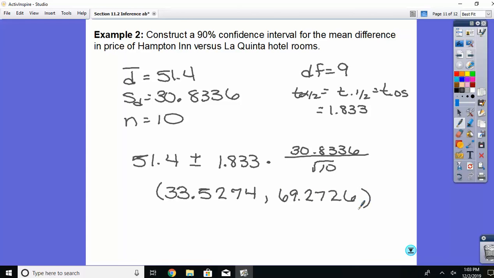Okay, do you guys get this confidence interval? Now, is my confidence interval perfect? Why? What's off? What did I round? 1.8336, and then the 51.4. Yeah. Well, this number especially, my standard deviation, if you keep a few more decimal places there, you might be more exact.